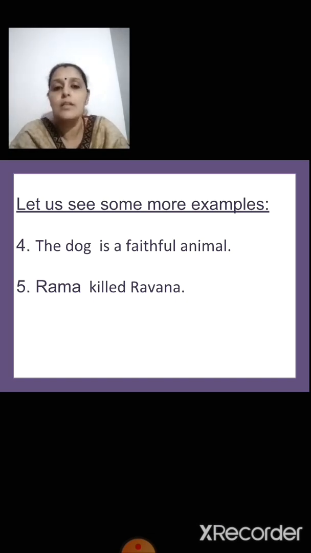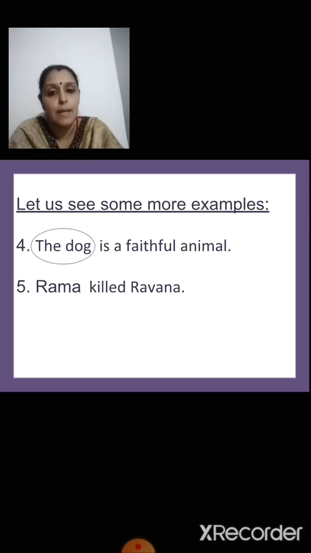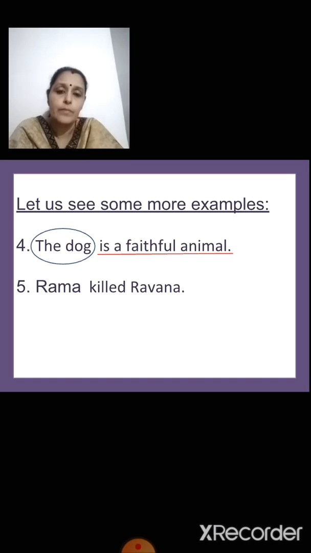The dog is a faithful animal. Now, whom are we talking about? We are talking about the dog. So, the dog is the subject here. And what are we saying about the dog? It is a faithful animal. So, is a faithful animal becomes the predicate. Yes? Understood, children? Let's see the next example.